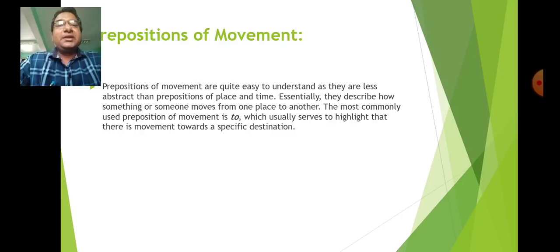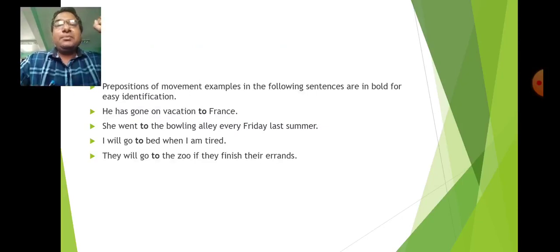Prepositions of movement. Prepositions of movement are quite easy to understand as they are less abstract than prepositions of place and time. Essentially, they describe how something or someone moves from one place to another. The most commonly used preposition of movement is to, which usually serves to highlight that there is movement towards a specific destination. For example, preposition of movement examples in the following sentences are in bold for easy identification.